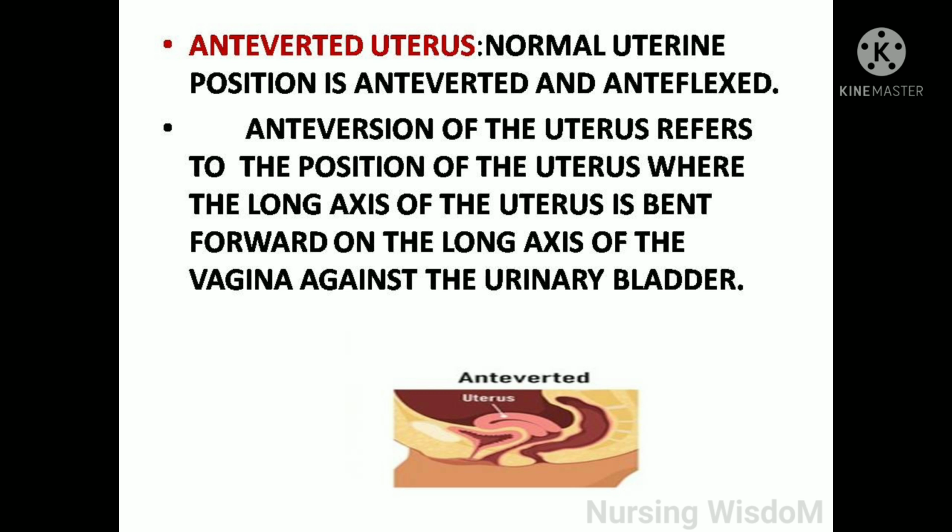Anteverted uterus. Normal uterine position is anteverted and anteflexed. Anteversion of the uterus refers to the position of the uterus where the long axis of the uterus is bent forward on the long axis of the vagina against the urinary bladder.